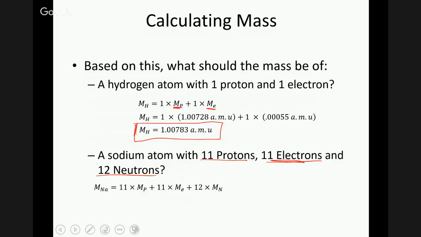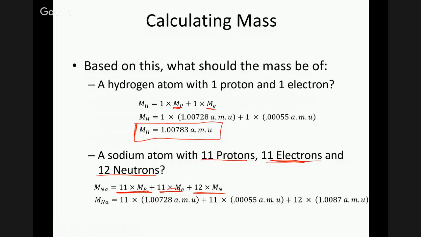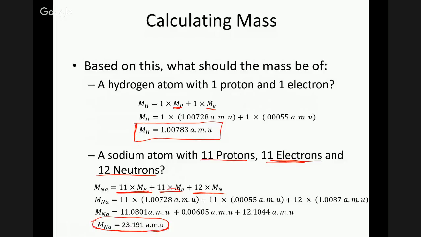All right, I'll assume you've come back, and we'll say, well, really, it should just be 11 times the mass of a proton, plus 11 times the mass of an electron, plus 12 times the mass of a neutron. When we do that, we get 11 times 1.00728, plus 11 times 0.00055, plus 12 times 1.0087. You can plug that into your calculator, and hopefully you got 23.191 atomic mass units. By the way, I've shown it in 2 steps here, but there's no real good reason to do that. You can punch the whole thing into your calculator in 1 step.